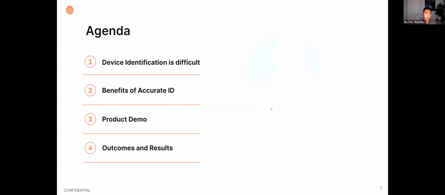All right, so here's a quick agenda. We'll quickly go through what device identification is, why it is difficult, and what the benefit of an accurate ID is. There are a lot of different solution sets out there, with varying levels of accuracy, and we'll take you through why we think high accuracy is really critical. Of course, we'll go through the product demo, and then we'll share some outcomes and results, actual real-world results, which is what actually matters, right?